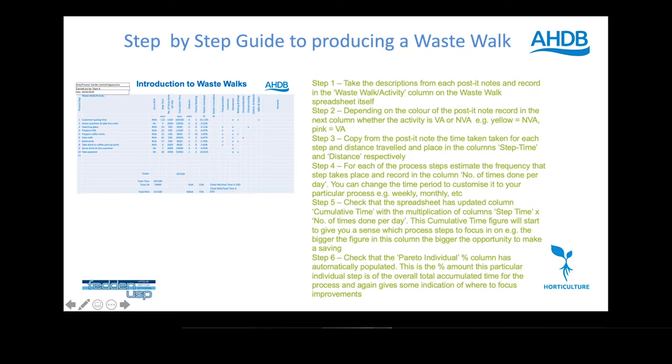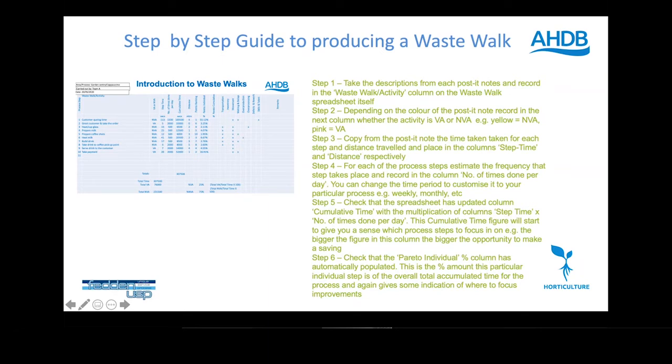And what it will also start to do is calculate this individual Pareto percentage. So basically it takes this figure, 169,500, and divides it by the total amount of time for the process. And as you can see, over half of the time per day spent on this process step is within this particular process. So that's where you need to focus your efforts. So this one is a big one.